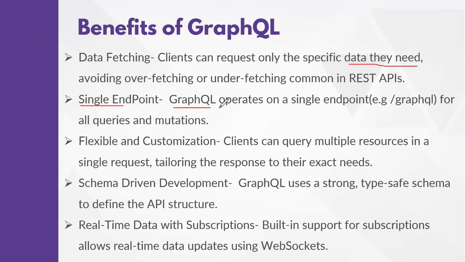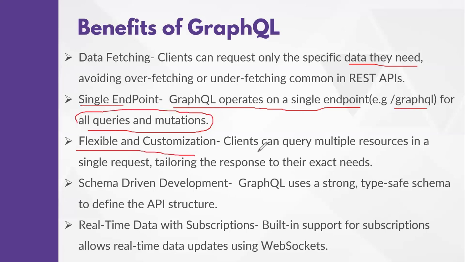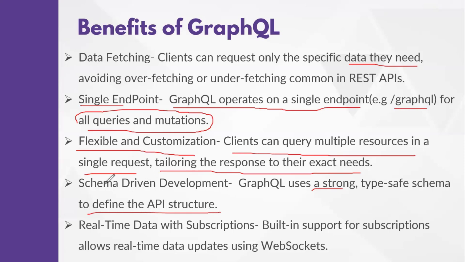Single endpoint, GraphQL operates on a single endpoint, that is /graphql, for all queries and mutations. So we don't require multiple endpoints in GraphQL. Flexible and customizations, the client can query multiple resources in a single request, tailoring the response to their exact needs. Schema-driven development, it uses a strong type-safe schema to define the API structure. And real-time data with subscriptions, built-in support for subscriptions allows real-time data updates using WebSockets. So here are the benefits of using GraphQL.